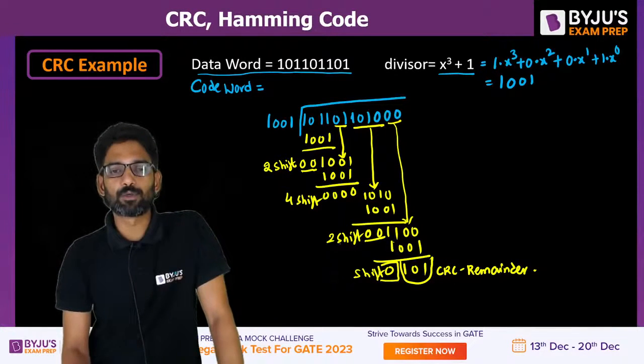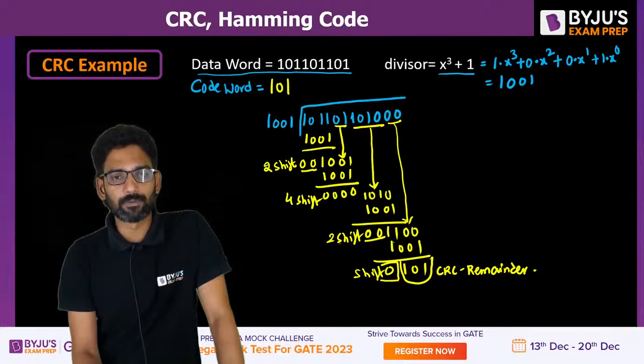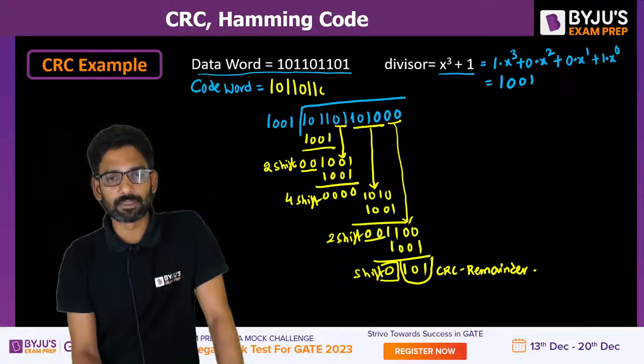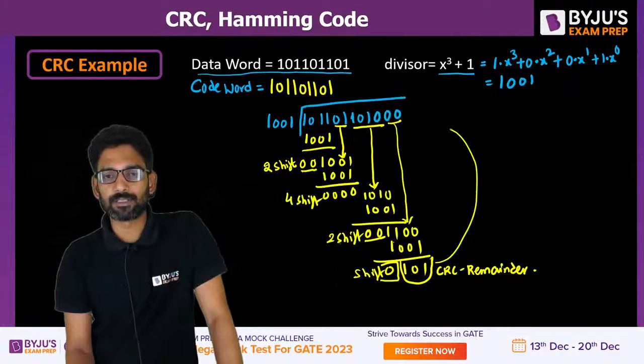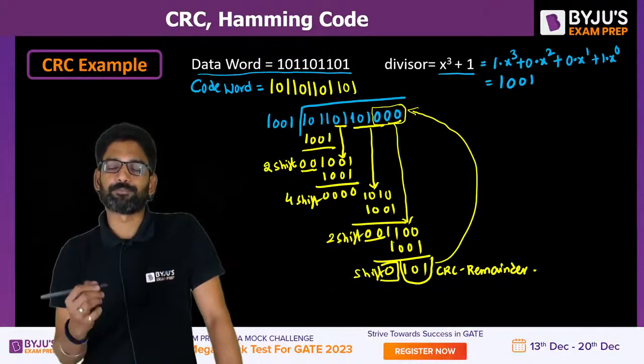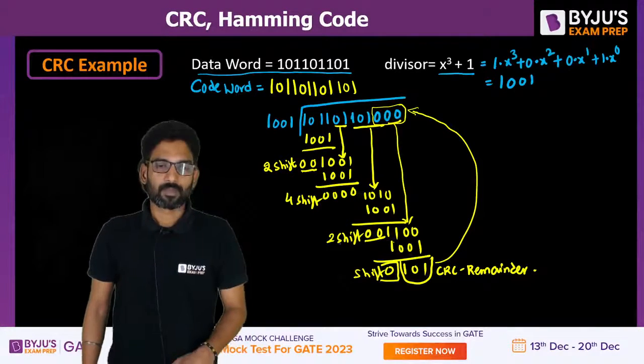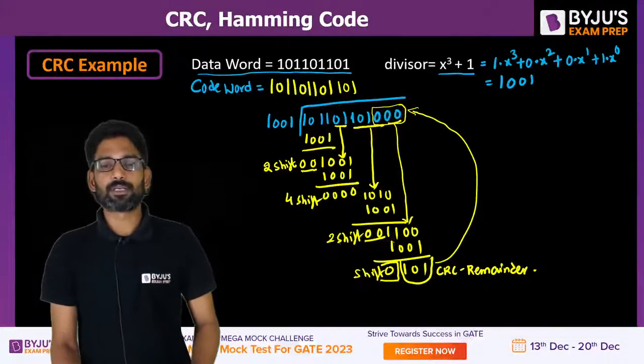So what is the code word? The data word 1011011101, and these three zeros we replace with the remainder. The remainder is 101. Right? So this is what the sender will do.